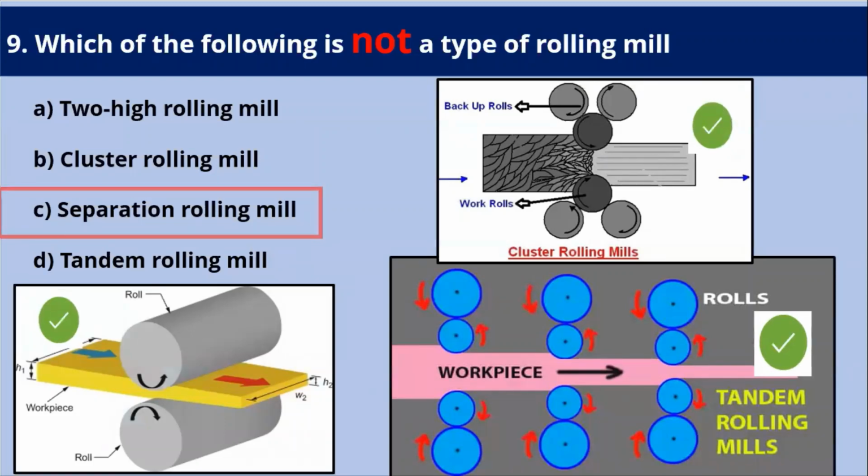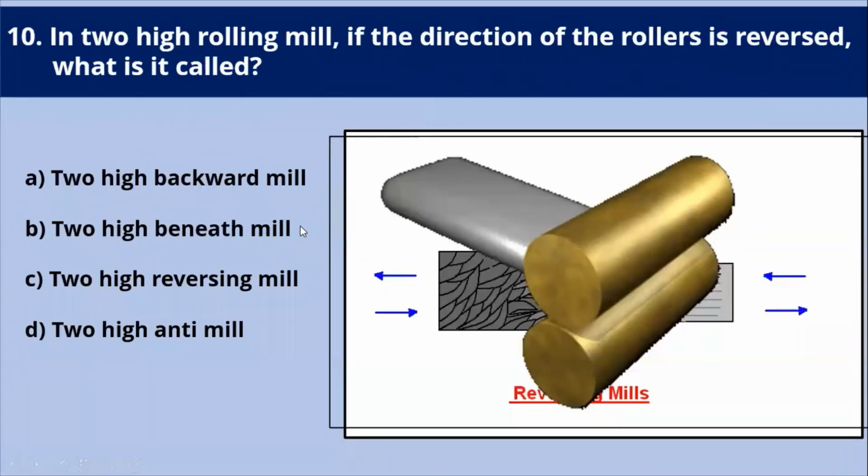In a two high rolling mill, two rollers rotate in the opposite direction, right? And the cluster rolling mill consists of two working rollers and four or more backup rolls. The tandem rolling mill is just a special type of modern rolling mill where rolling is done in one pass or a single pass. So that's why the separation rolling mill is not a type of rolling mill.